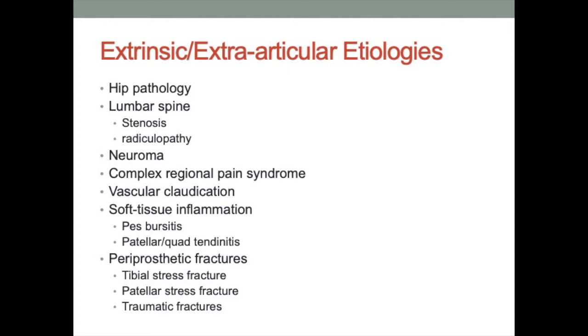You can have soft tissue inflammation, so pes anserine bursitis or medial gastrocnemius and semimembranosus bursitis. You can have patellar or quadriceps tendonitis. Finally, you can have periprosthetic fractures, so a tibial stress fracture, usually medially with subsidence into varus. You can have a patellar stress fracture, and you can have traumatic fractures to any of the bones surrounding the knee. So workup and evaluation of a painful total knee replacement always begins with physical exam.